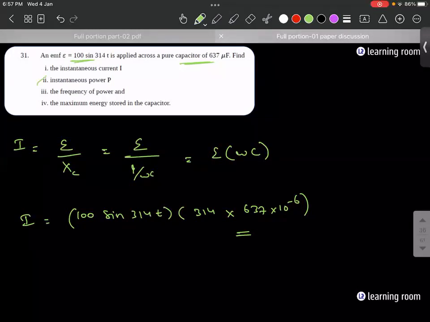Sir, I naught should be equal to E naught into omega C. Which one? I naught, like a maximum current. But they didn't ask maximum, no? Maximum current is 100. No? They didn't ask maximum current here. They asked only instantaneous. No, sir. We need to give instantaneous current in the equation, right? Mm-hmm. So in the form of E naught sine omega T, we need to give I naught sine omega T. Okay, that's what you're saying.